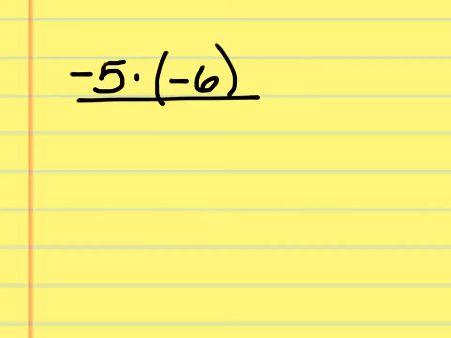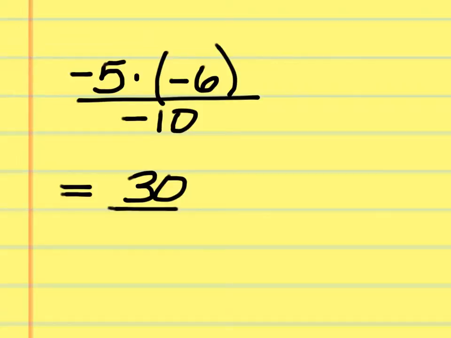That's a negative 5 times a negative 6, and we're going to divide by a negative 10. Let's figure out the top part first. What's negative 5 times negative 6? 30. If I divide 30 by a negative 10, what do I get? Negative 3.